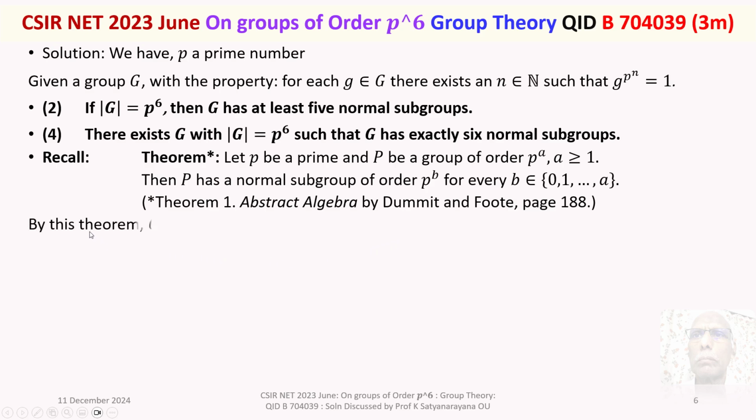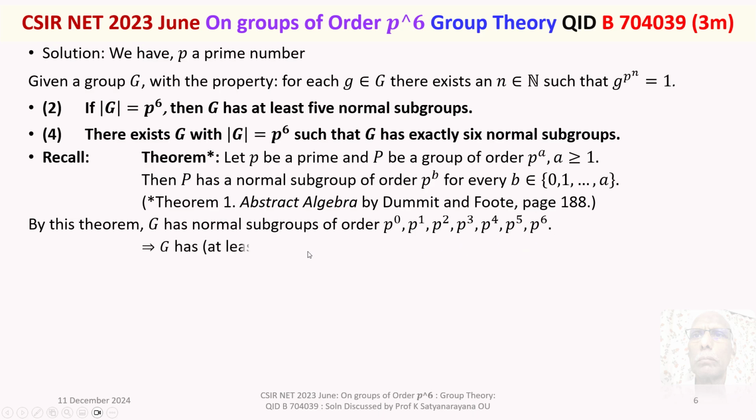Now by this theorem, order of G is p to the power of 6 means G is a P group, and G has normal subgroups of order p power 0, p power 1, p square, p cube, p power 4, p power 5 and p power 6. How many? 7 normal subgroups. So G has at least 7 normal subgroups. Our option 2 says G has at least 5 normal subgroups. Therefore, option 2 is true.